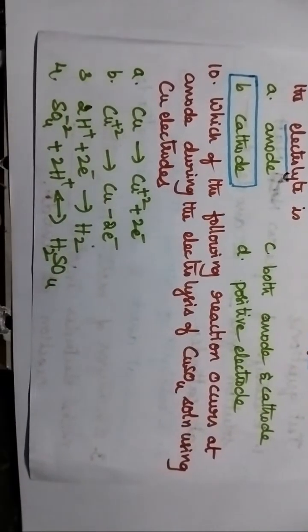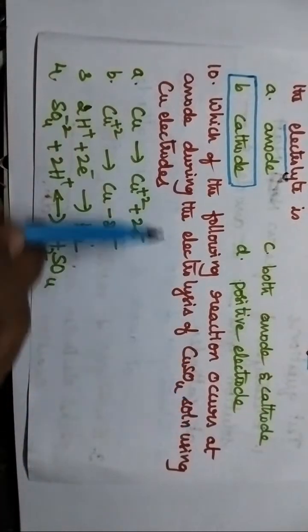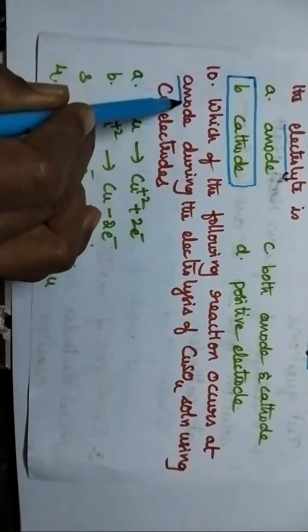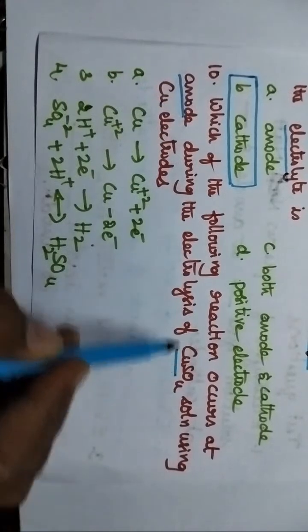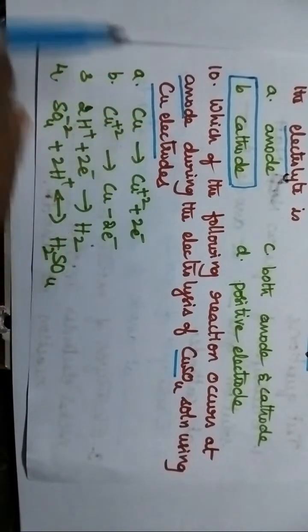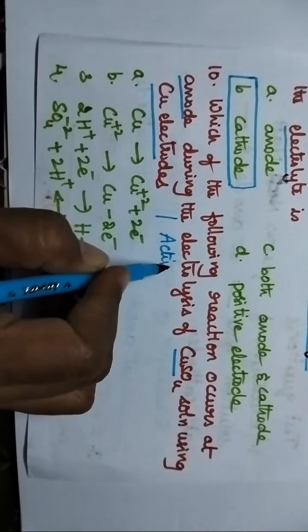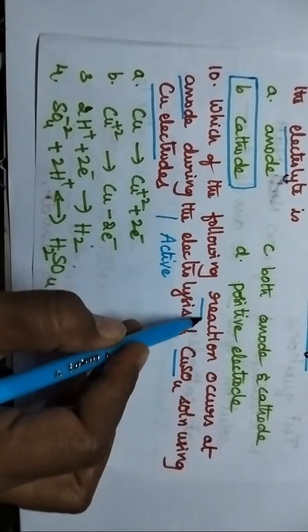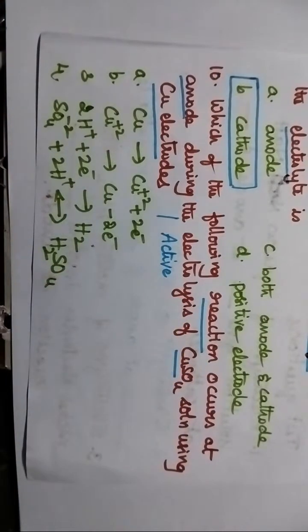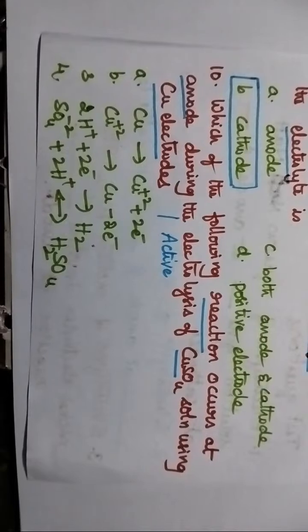10th question is very important. Which of the following reaction occurs at anode during the electrolysis of copper sulfate solution using copper electrodes? That means here they used active electrodes, and you are supposed to identify the reaction that takes place at the anode. Try to answer 10th question. What is the reaction at the anode?